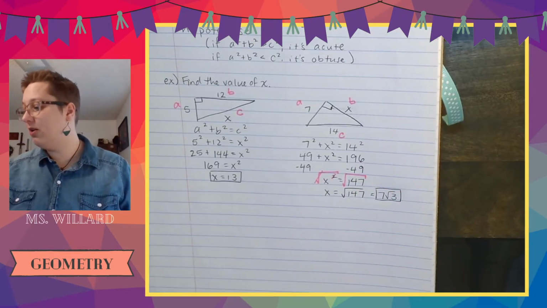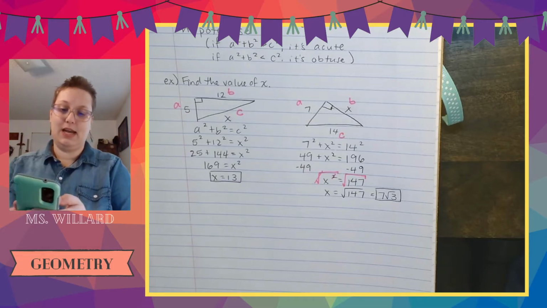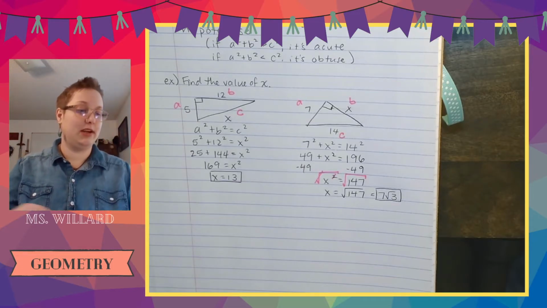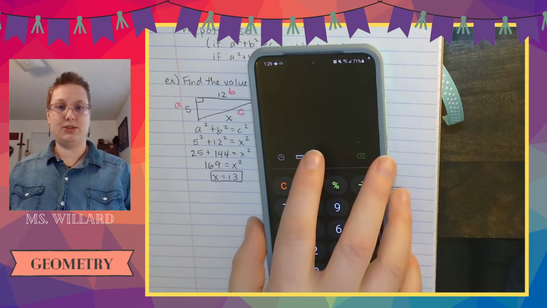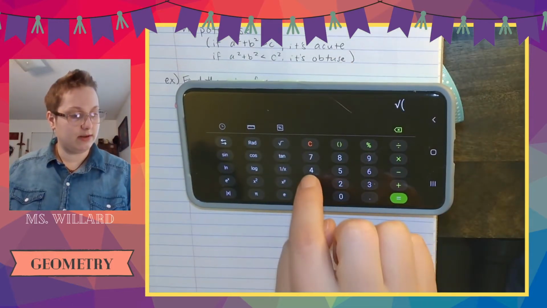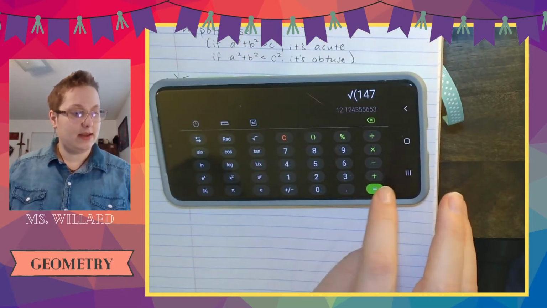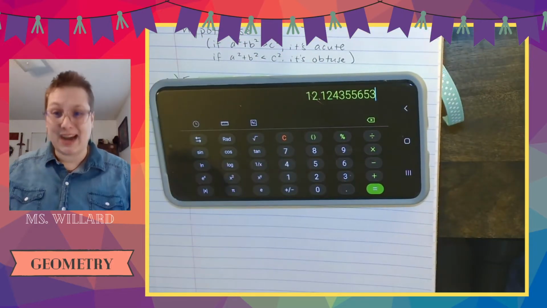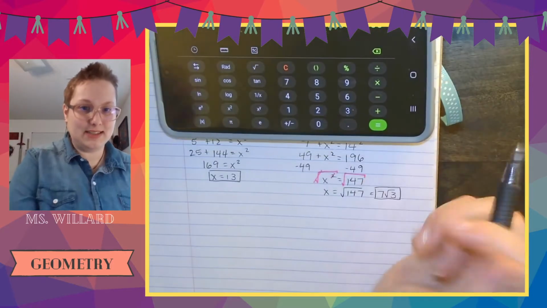So if you use your phone, I should be pausing while I'm grabbing these things. I'm so sorry. This is on an Android. So we turn the calculator around, and then we do square root 147. It'll give me a decimal. That's fine. It's not ideal, but it is fine.